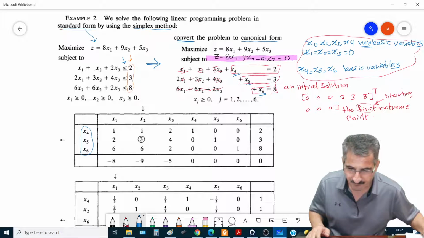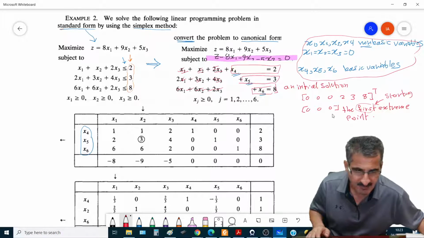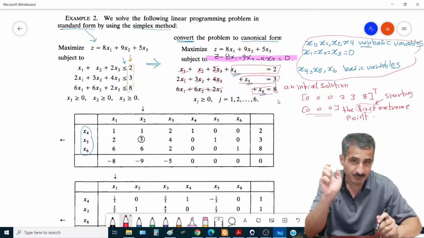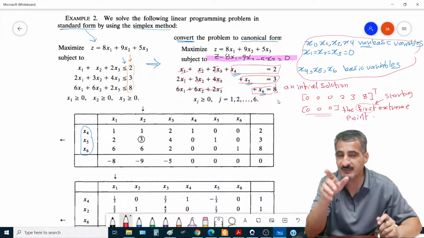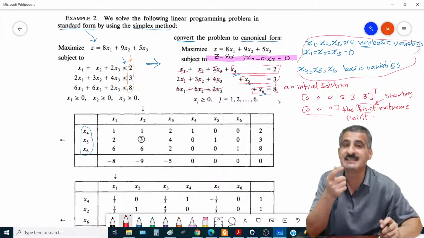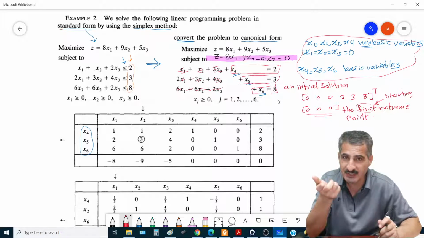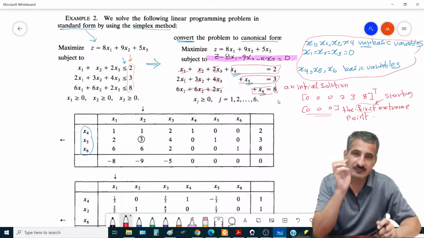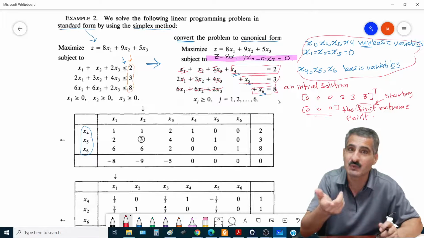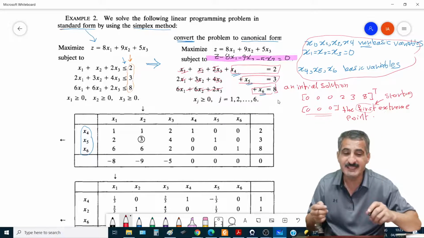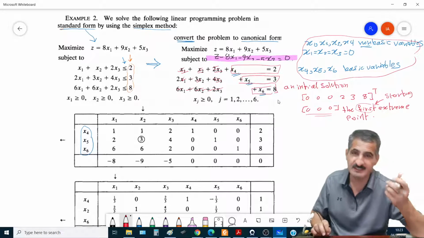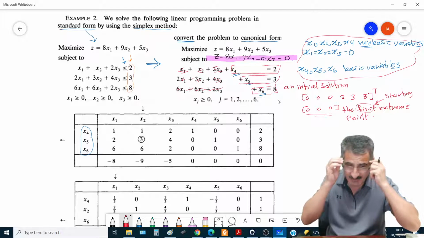Okay, good. Now, this is the origin, and it is the first extreme point. I want to move to another extreme point, to an adjacent one. Adjacent means I will change one of the variables, x1, x2, x3, to be not 0. On the other hand, I will change one of the basic variables, x4, x5, x6, to be 0. So one of the non-basic will be made non-zero, and one of the basic will be made 0. This is what we mean by adjacent.